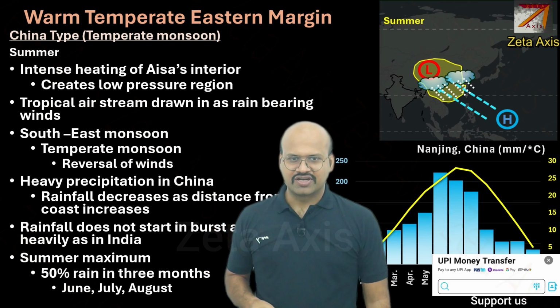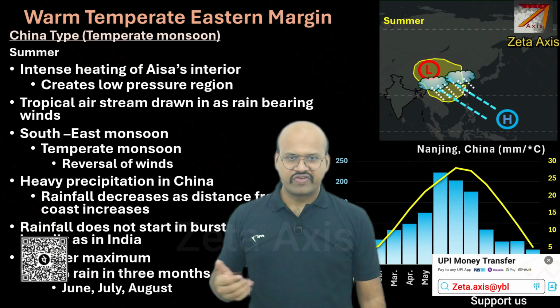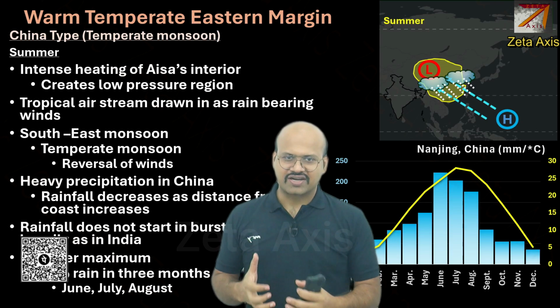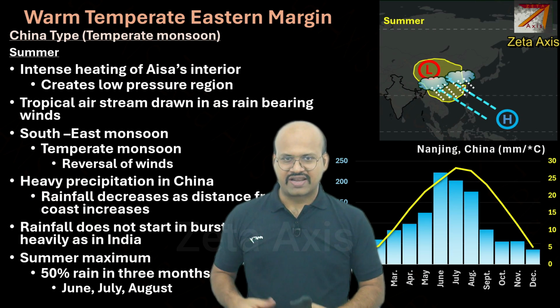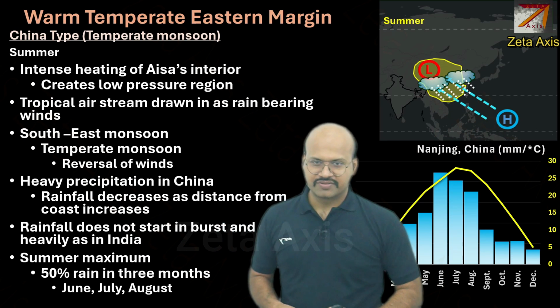It is very similar to our peninsula where the wind is coming from the southwestern direction and the Western Ghats receive the maximum rainfall, and as we go away from the coast the rainfall decreases. So a similar thing is over here.